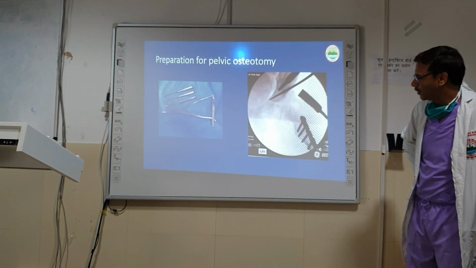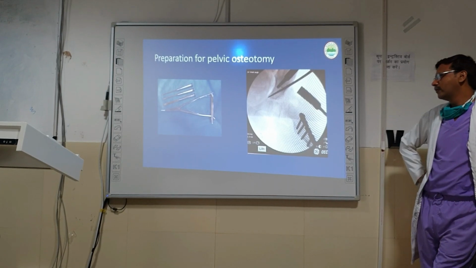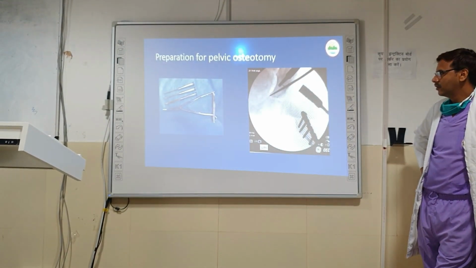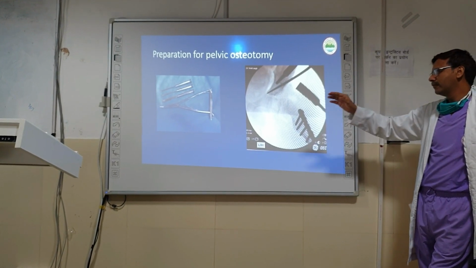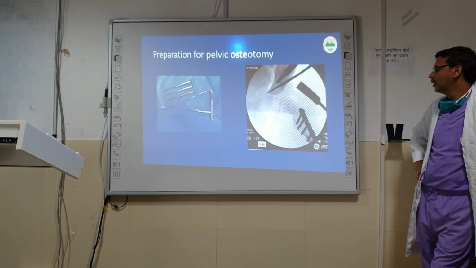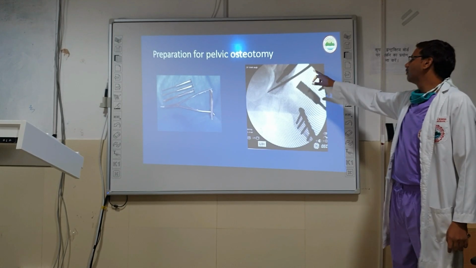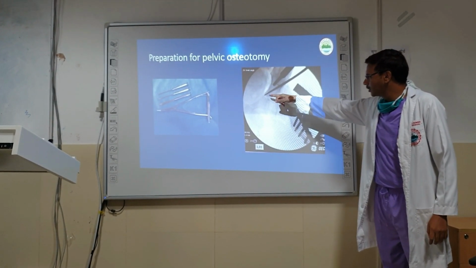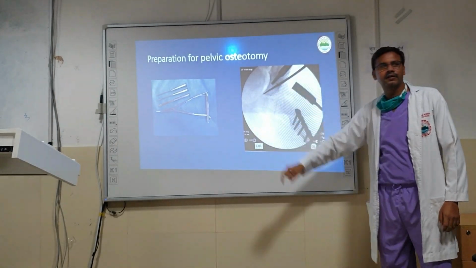So we have certain special instruments in our OT for this purpose only. We have fine osteotomes, all of you are aware, I think. We have this lamina spreader which we have modified for this. Your first osteotome should start from here, and it should go right up to the triradiate cartilage but not inside it.